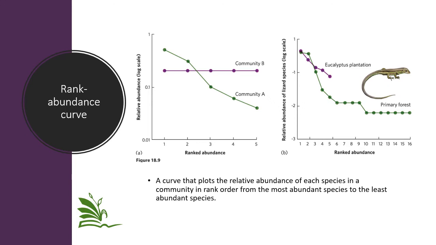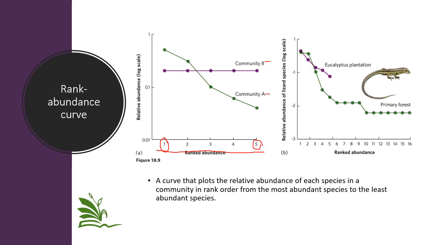Now, the next thing that we do is we look at abundance. Basically we can create these abundance curves to describe relative abundance of each species in a community in rank order, from the most abundant species to the least abundant species. So here you can see in figure A, we've ranked abundance. So this organism is the most abundant and this organism is the least abundant in two communities.